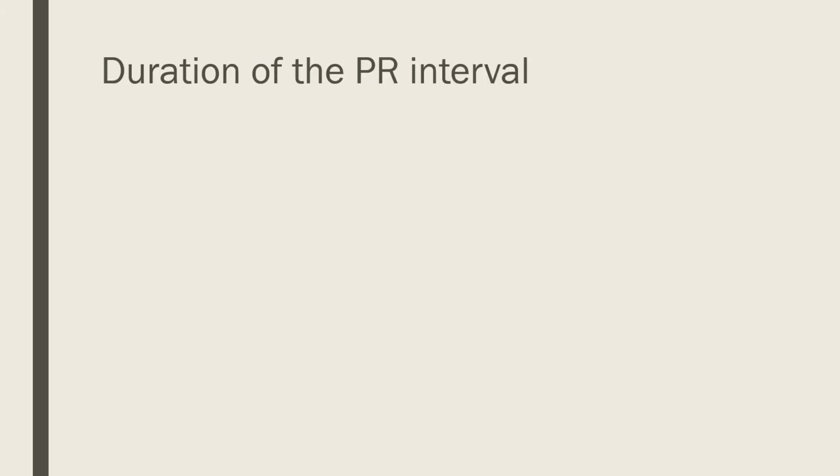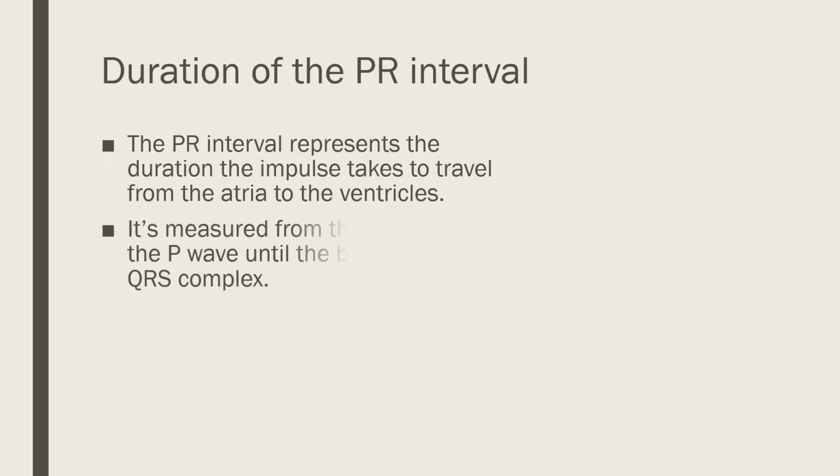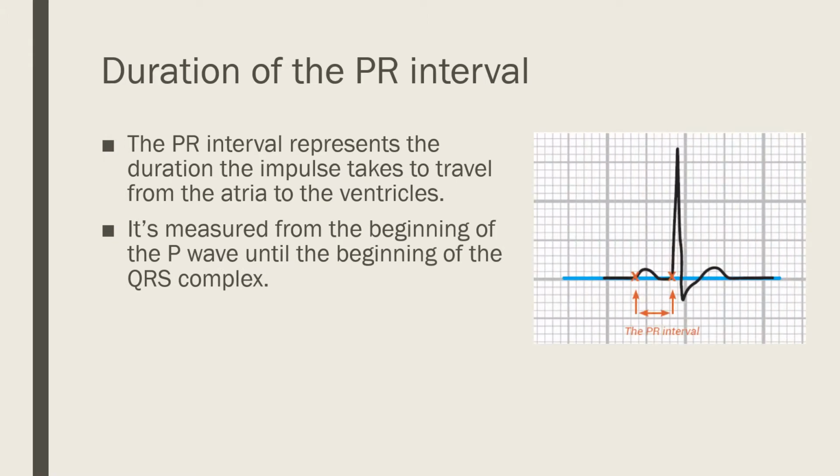Now we will come to the duration of the PR interval. The PR interval represents the duration the impulse takes to travel from the atria to the ventricles. It is measured from the beginning of the P wave until the beginning of the QRS complex, as shown in the figure, from the beginning, not the end, the beginning of the P wave to the beginning of the QRS complex.